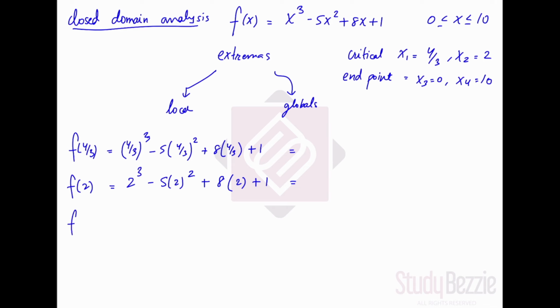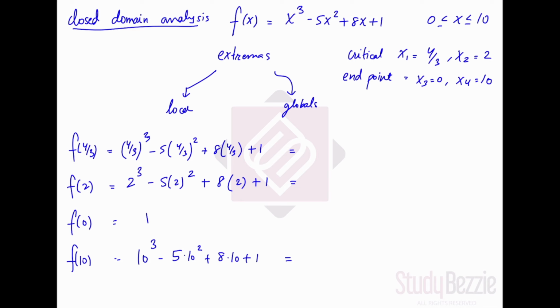And for the endpoints, when I plug in the value of 0, the first endpoint, I get 1, so that's easy. And then the value of 10, the other endpoint, would mean 10 cubed minus 5 times 10 squared plus 8 times 10 plus 1. So I'm going to try to quickly get through the calculator and get these values for you, and then we can move on with the analysis further. So my function is x cubed minus 5x squared plus 8x plus 1. Oh, my bad.